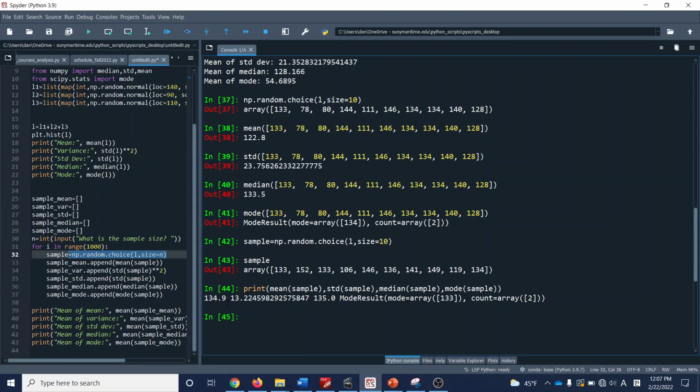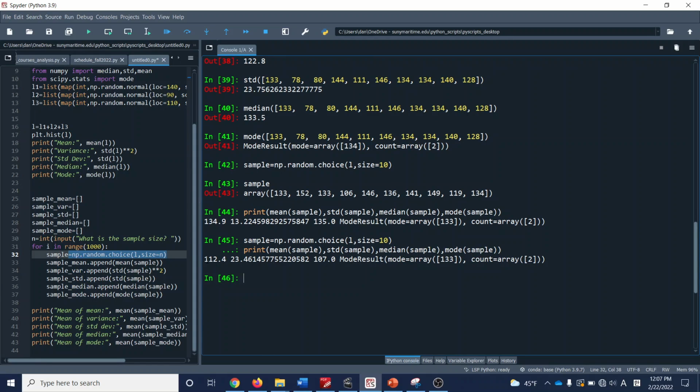Oh, this time the mean value is way bigger. Okay, that doesn't look good. Standard deviation is way smaller, right? The median, I guess it's forgivable. And the mode is 133. Okay, so let's try this again. So this time, I'm just going to take another sample and print it. Let's see what happens.